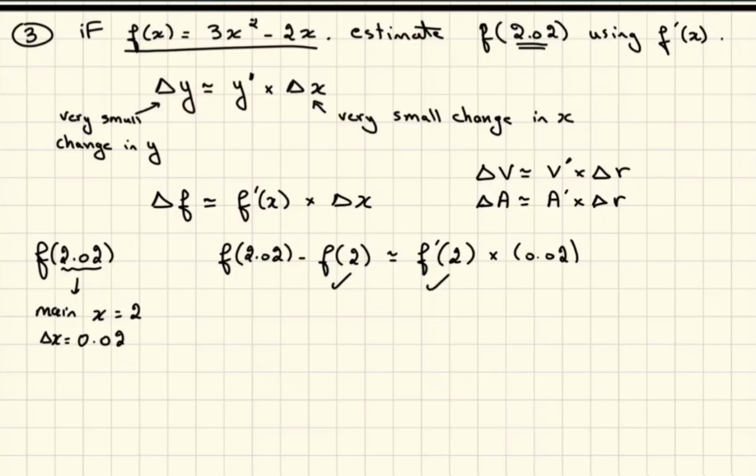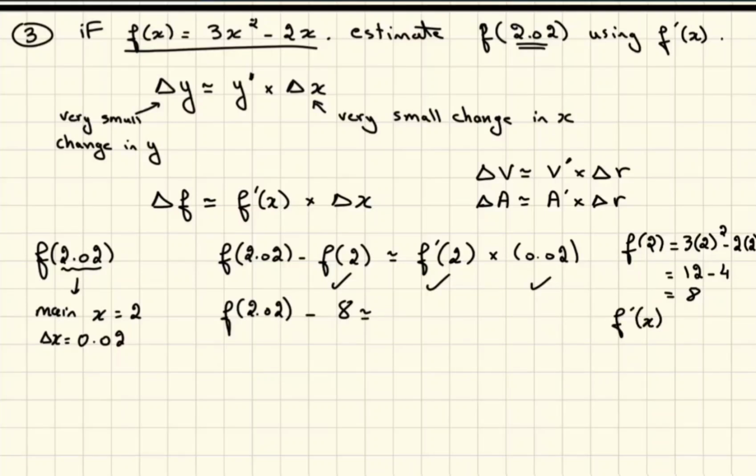Do I have f prime of 2? No, but I can find the derivative and replace 2 there, and 0.02 is a number. So let's check what we can do. F of 2.02 minus f of 2, when you replace 2, I'll do it here, it will be 3 times 2 squared, which is 4, minus 2 times 2. So 3 times 4 is 12, minus 4, and we get 8, so minus 8, approximately equal to.